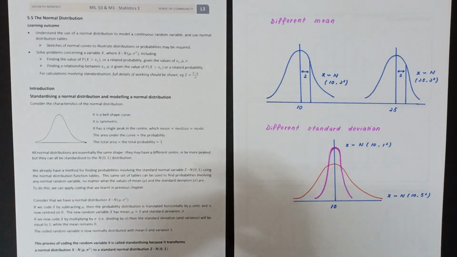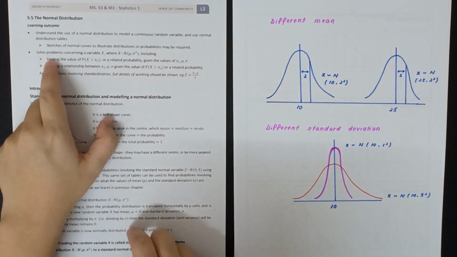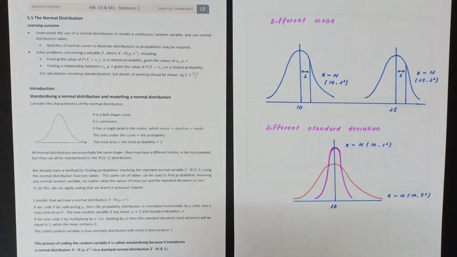You also need to learn how to use the normal distribution table, but today we'll be going into the part where you need to model your random variable, and you will also learn how to solve problems concerning a variable x. If x is normally distributed, then you need to learn how to find the probability and also how to find the k or the x if given the probability.